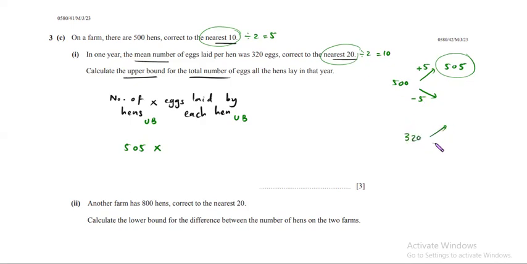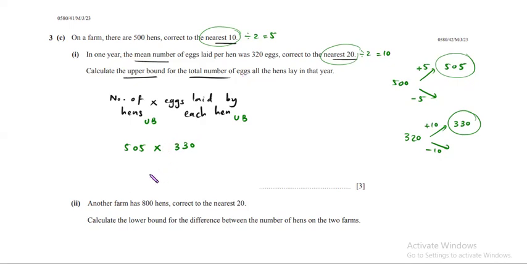So to calculate the upper bound and the lower bound, now I have divided this 20 by a 2, I get a 10. So I need to add a 10 or deduct a 10 to calculate the upper bound and the lower bound, which means 320 plus 10 is 330. When I deduct a 10, it's going to be 310, but we do not need that because we need the upper bound. So just these two numbers will be enough. So we need to times these two numbers together and see what we get as the answer. That will be the upper bound for the total number of eggs.